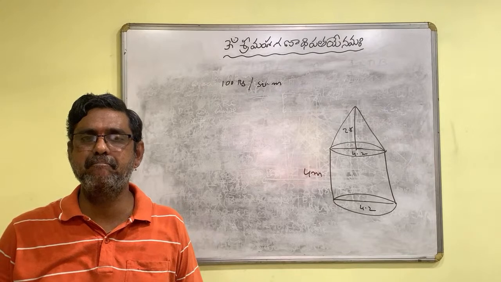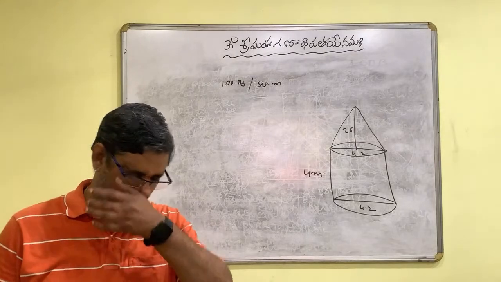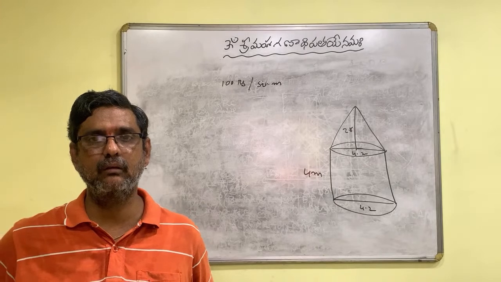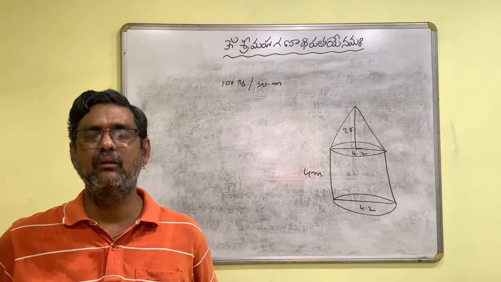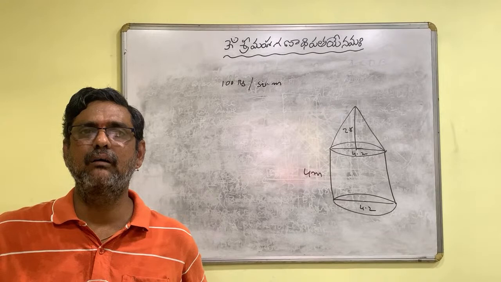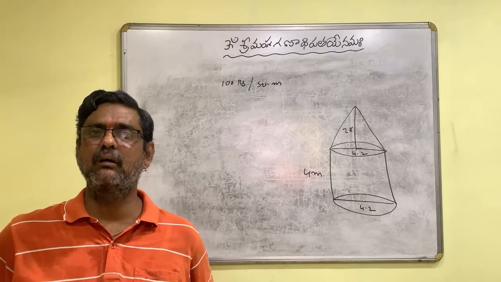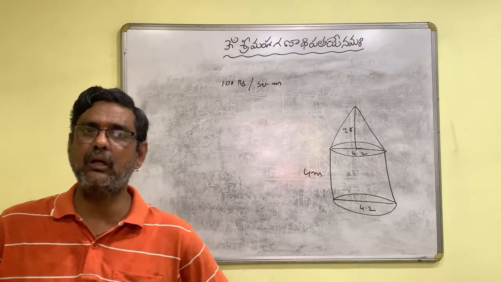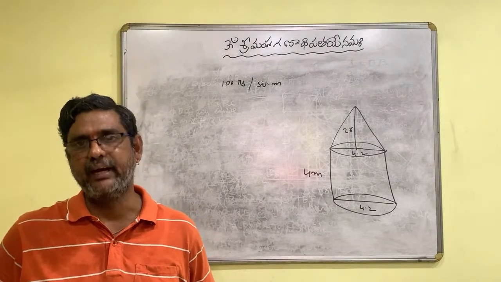What do we have to calculate? Cost per tent into 100. So first we need to calculate the cost of cloth required. The total cloth required to make one tent is nothing but the TSA of the tent. Okay?